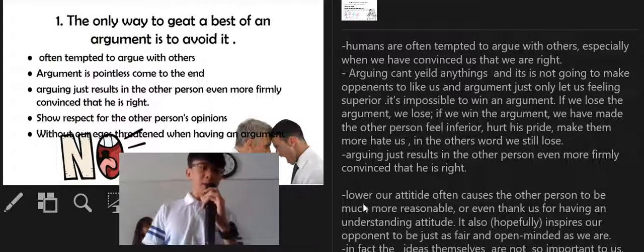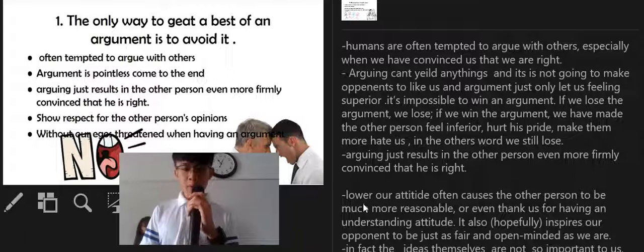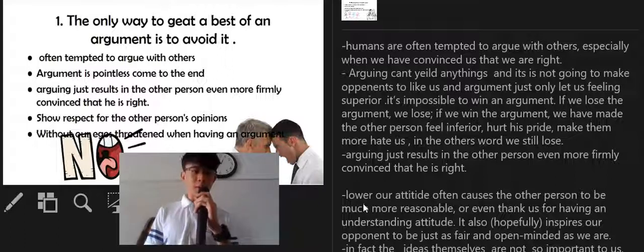Arguing just results in the other person being even more firmly convinced that he's right. Avoiding arguments shows respect for the other person's opinions.